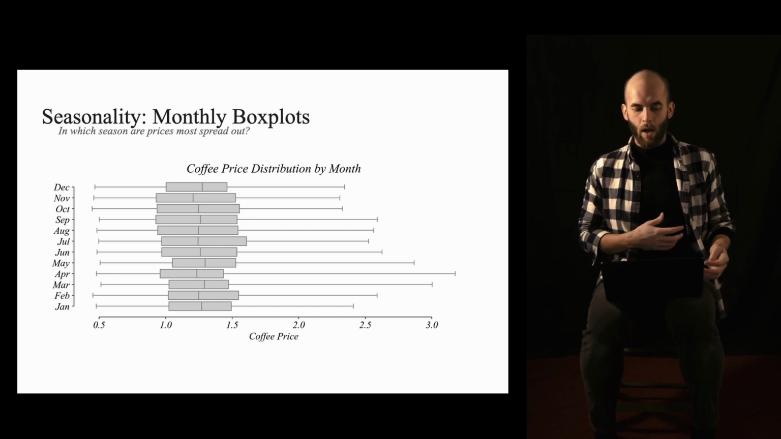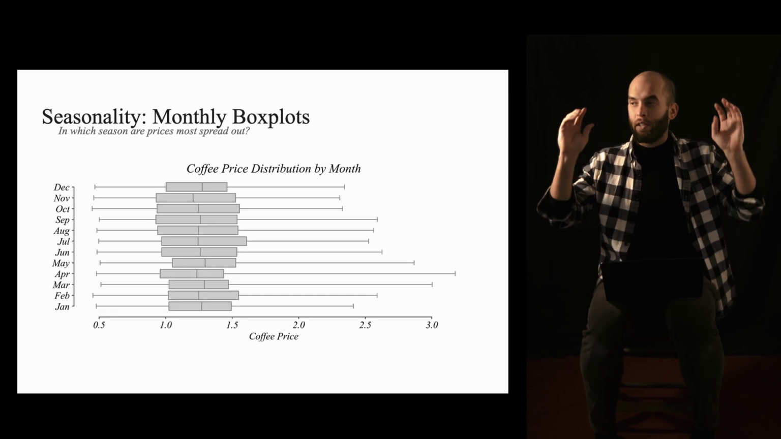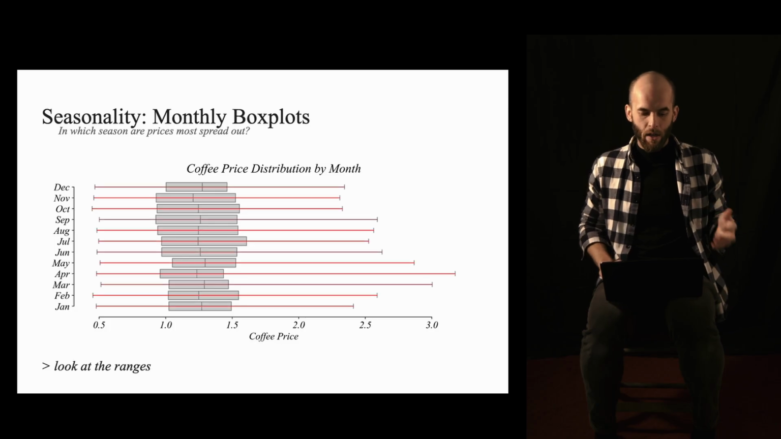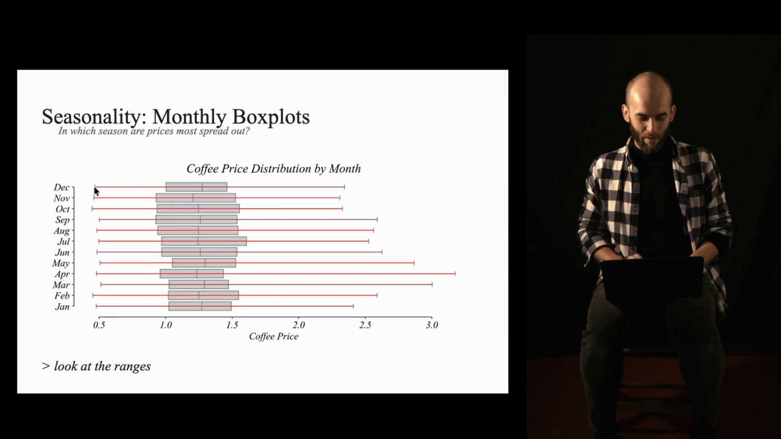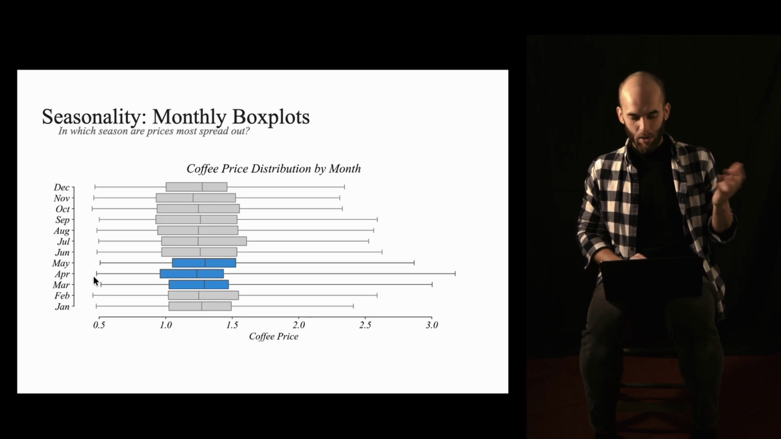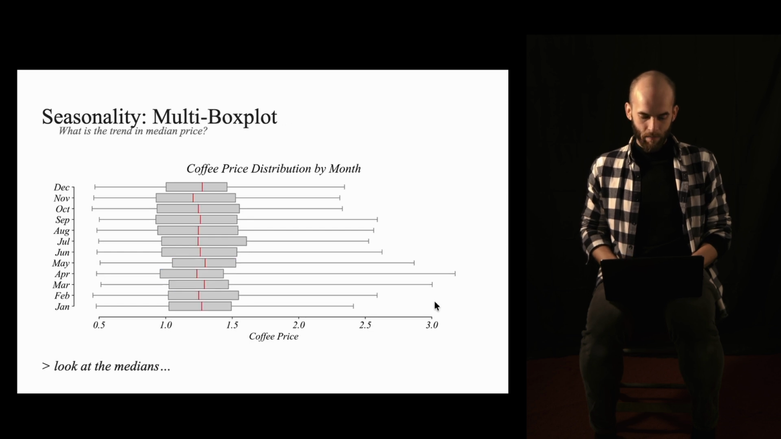Next question might be which season are prices most spread out? And to answer this question, I would just look at the range. So the difference between the maximum and the median. Sorry, the maximum and the minimum. So the range is listed out here. And the season with the largest difference between the maximums and minimums is like March through May. So like spring. You can see that here.